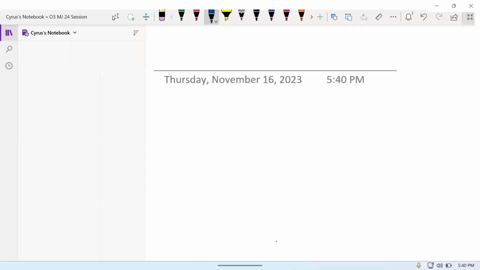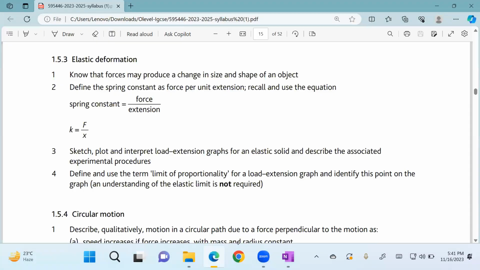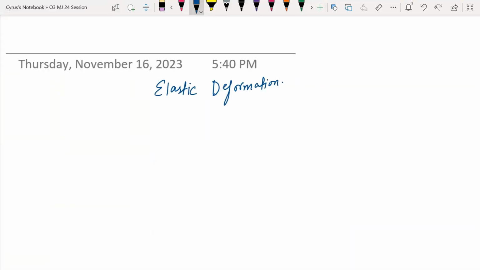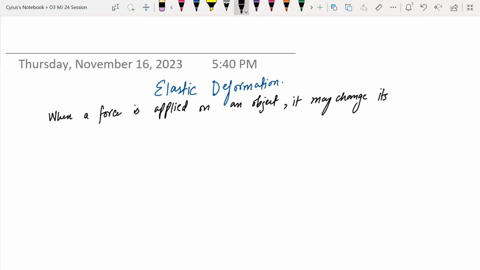The name of the topic, you can see here, is elastic deformation, right? Elastic deformation. What is elastic deformation? You should know that when a force is applied on an object, if you apply a force on any object, right, it may change its shape or size. Whenever you apply a force on an object.